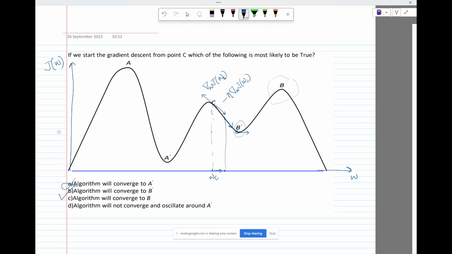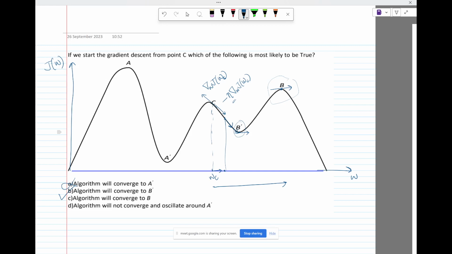And this can also happen, but it will be very rare. If you adjust your learning rate in such a way that when you take a step, it directly reaches this point where the slope is 0. Usually you stop your gradient descent algorithm when you reach slope 0. If you adjust the learning rate such that you exactly reach this point where the gradient is 0 and you stop there, that is the only case when you'll converge at B.